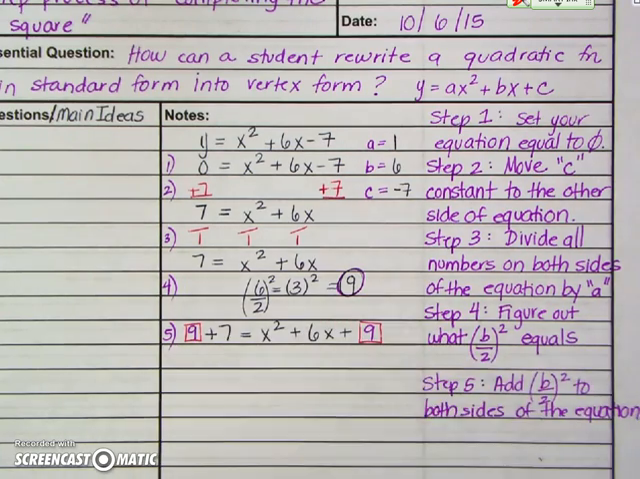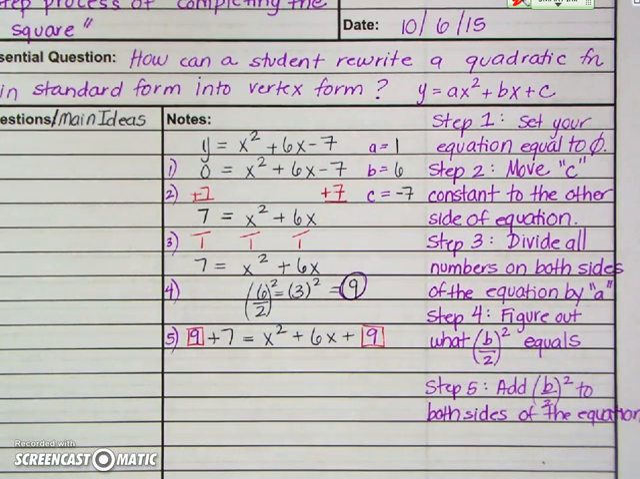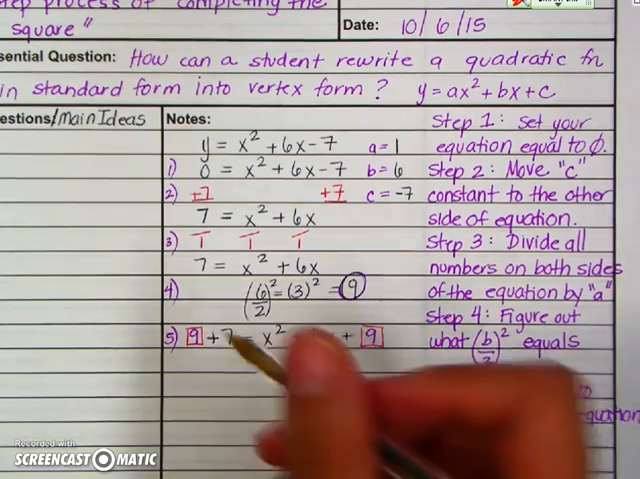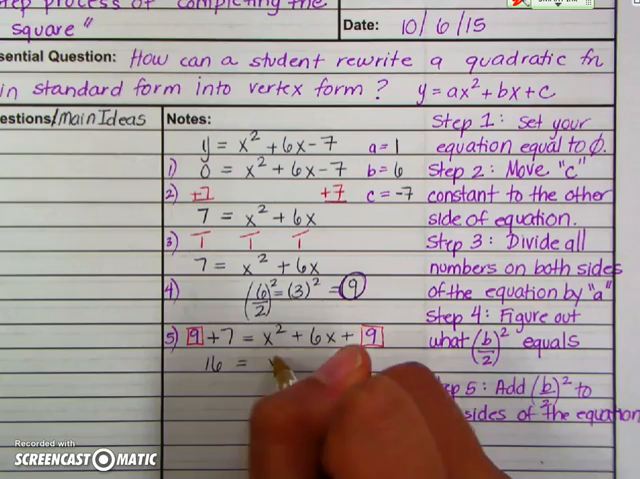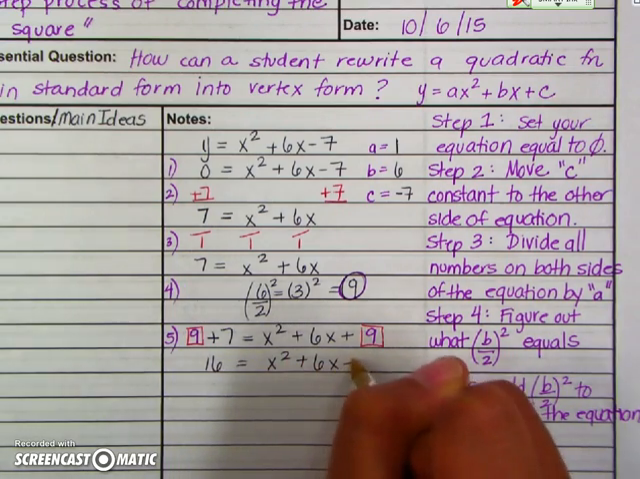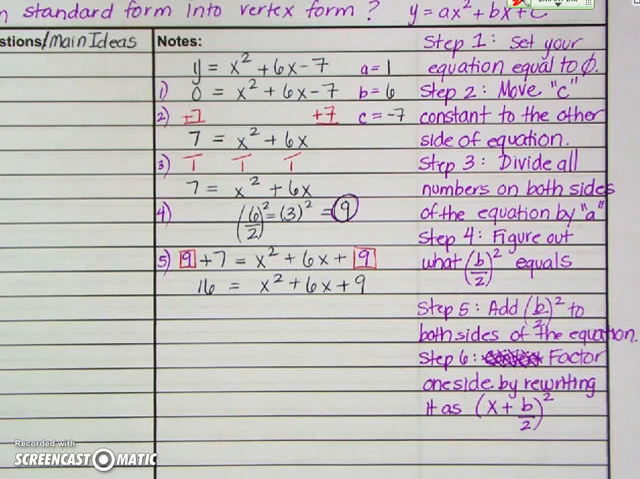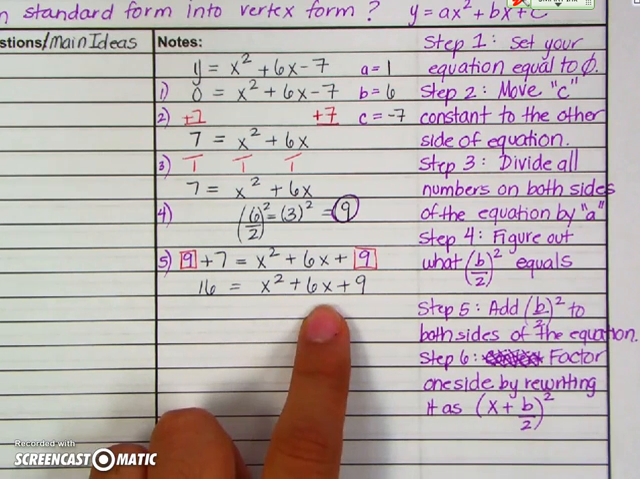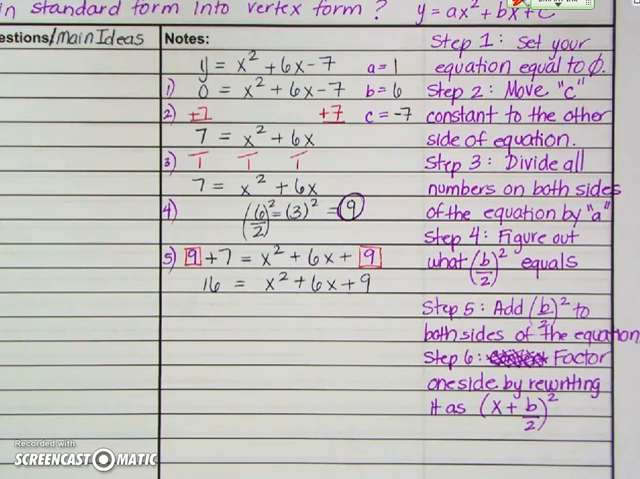So what's 9 plus 7? 16. Good. So you get 16 is equal to x squared plus 6x plus 9. And if you notice, we have something that we can actually factor. So step 6 is to factor one side of the equation, in this case the right side, by rewriting it as x plus b divided by 2 squared.